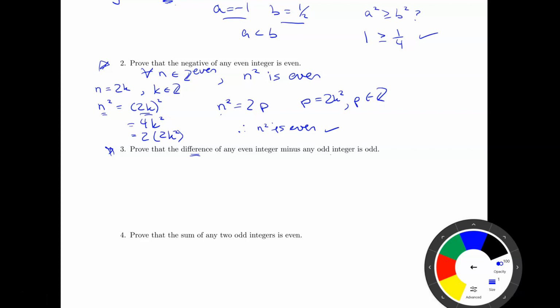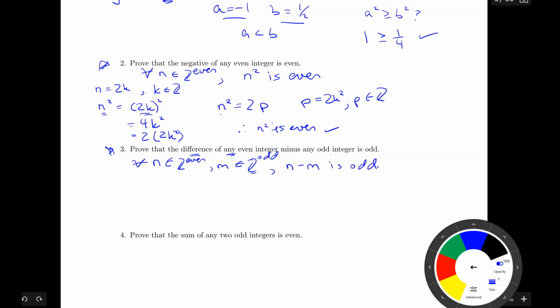All right, so let's restate it first. For every n an element of the evens, m an element of the odd integers, those are Z's, sorry, they're kind of messy, for every such pair, n minus m is odd.